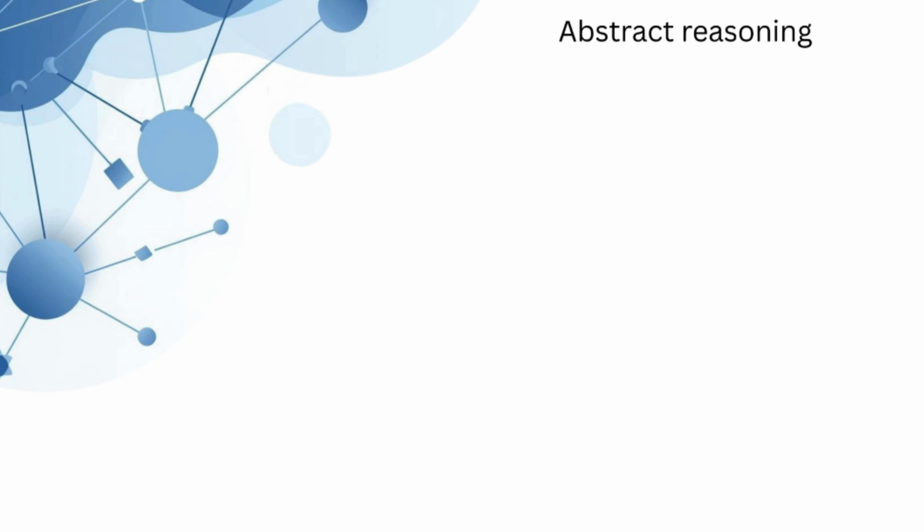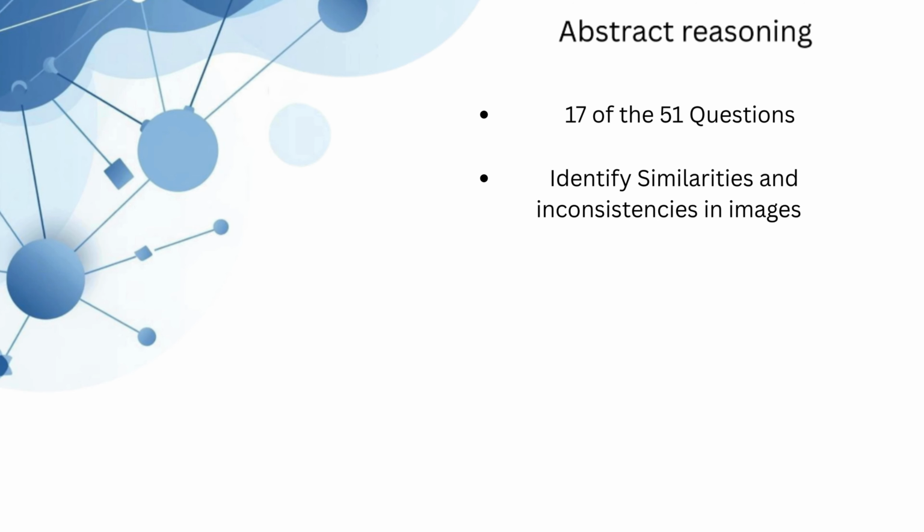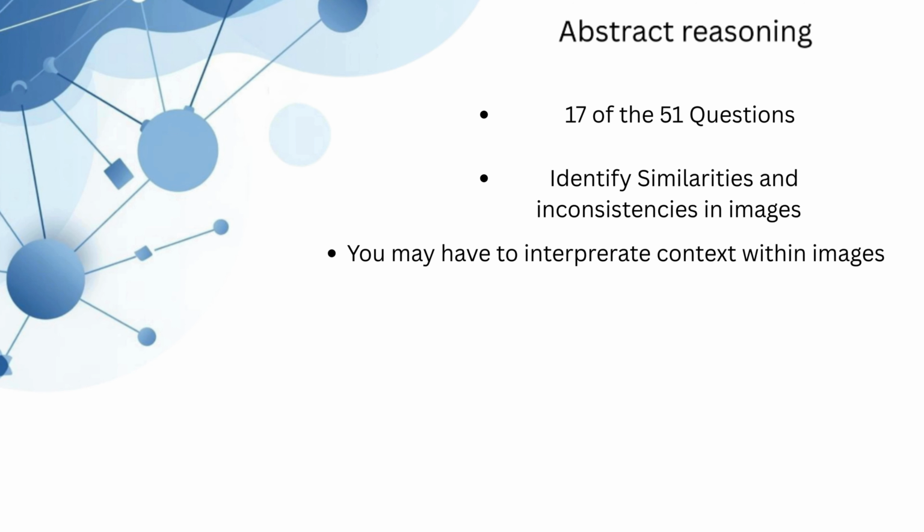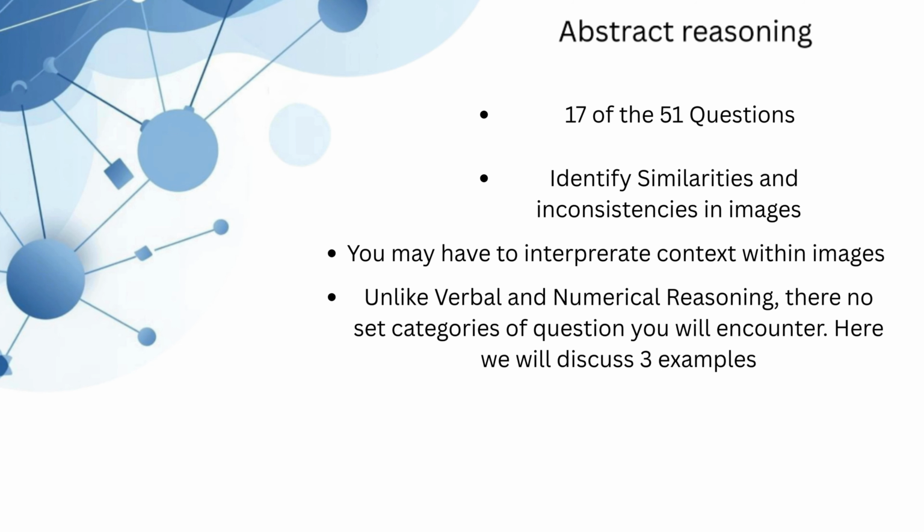The abstract reasoning section of the JOA encompasses 17 of the 51 questions. It is designed to test your ability to identify sequences and inconsistencies in groups of images. This requires you to understand context within questions and come up with your own interpretation. Answering the questions correctly depends on how you interpret the question. There are multiple different types of abstract reasoning question you will encounter on the JOA. We will only discuss 3 examples in this video.